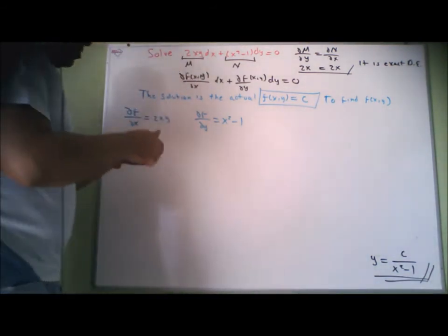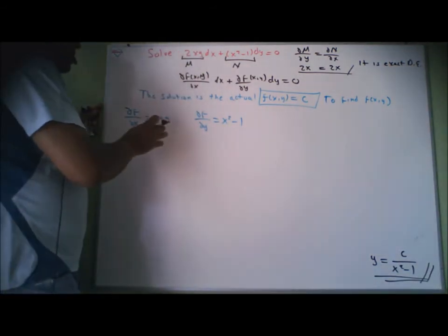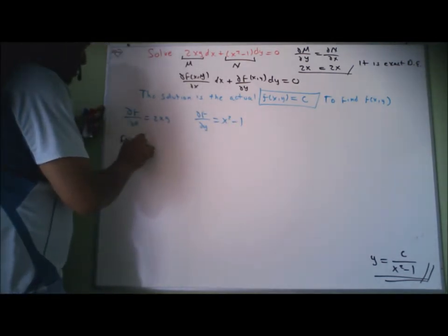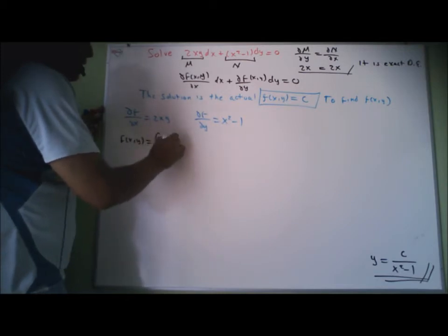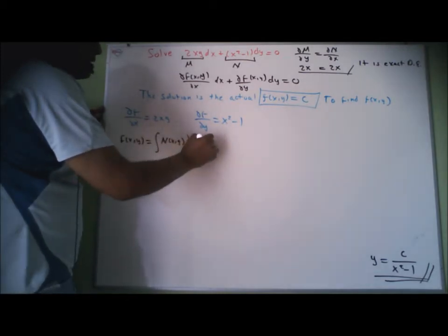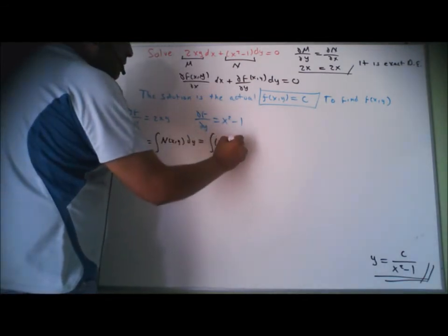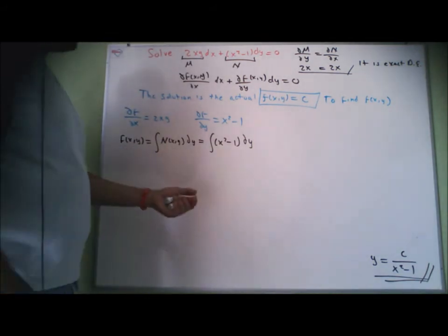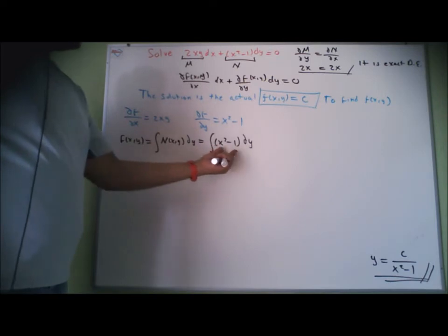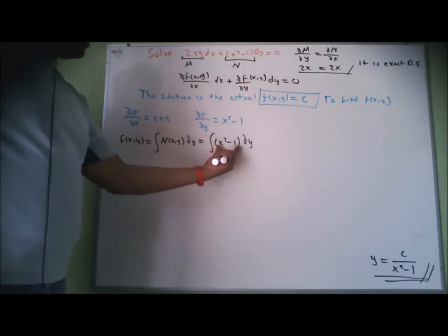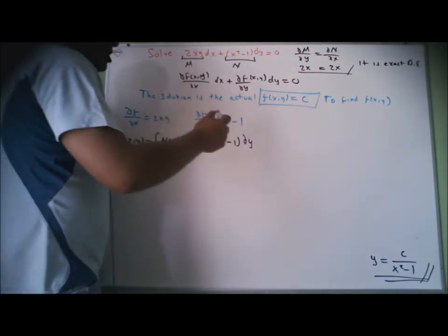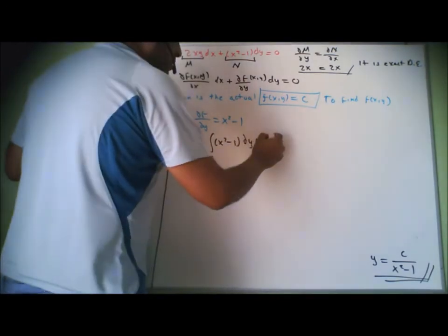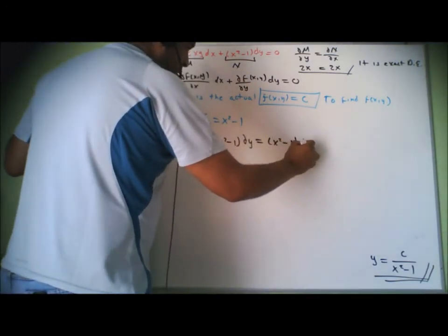Okay, so here, instead of taking the integral with respect to x, I'm going to take the integral with respect to y. So my function of two variables is equal to the integral of N with respect to y, which is the integral of x squared minus 1, partial with respect to y. And remember here, because it's with respect to y, that means that x is a constant. Because x is a constant, you can see that this is all a constant. So the result is you take this outside of the integral, and the integral with respect to y is just y. So it's going to be x squared minus 1 times y.